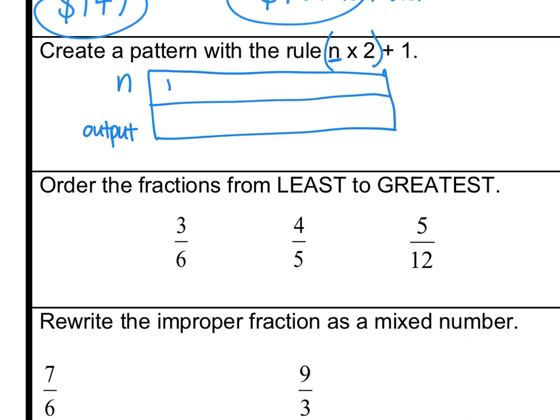So if we start and let n equal 1, and then we apply the rule, 1 times 2 is 2, plus 1 is 3. Now let's keep going. What if n were 2? 2 times 2 is 4, plus 1 is 5. Let's keep going. What if n were 3? 3 times 2 is 6, plus 1 is 7. If n were 4, 4 times 2 is 8, plus 1 is 9. And we'll do one more. What if n were 5? 5 times 2 is 10, plus 1 is 11. And there you have it.